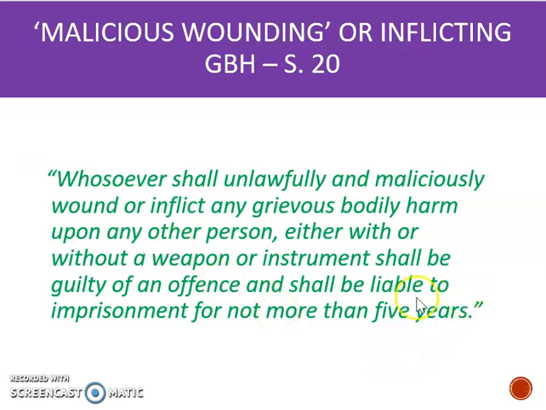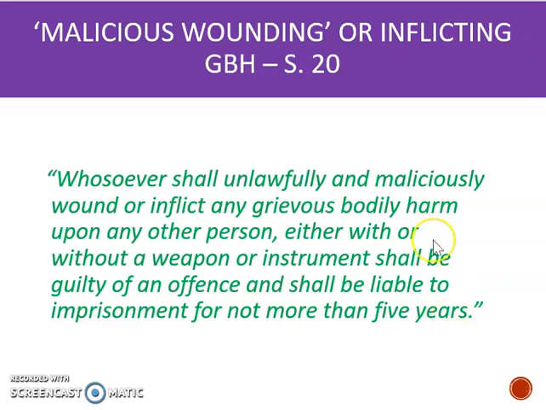Now, you might have noticed that the maximum sentence of 5 years is a bit strange because the maximum sentence for ABH section 47 is also 5 years, and section 20 is more serious than ABH. So why is it they've both got the same maximum sentences? Well, nobody knows. We think it was a mistake in the Act of Parliament, but because it was written in 1861 and everyone who wrote it is dead, we can't ask them. But to be honest, it doesn't matter massively because if it's ABH, you're going to get the lower side of 5 years, and if it's GBH section 20, you're going to get the higher side of it.